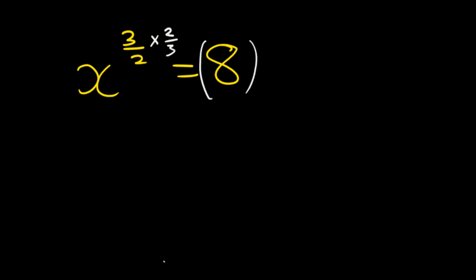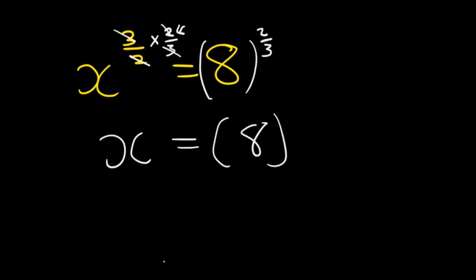So now when you come on this side, you're going to put this, which is 2 over 3, and then here this 3 will go away with this 3, this 2 will go away with this 2, and you remain with your x. So it's going to be x is equal to 8 to the power of 2 over 3. But you can't just punch this in your calculator. Here we are simplifying.